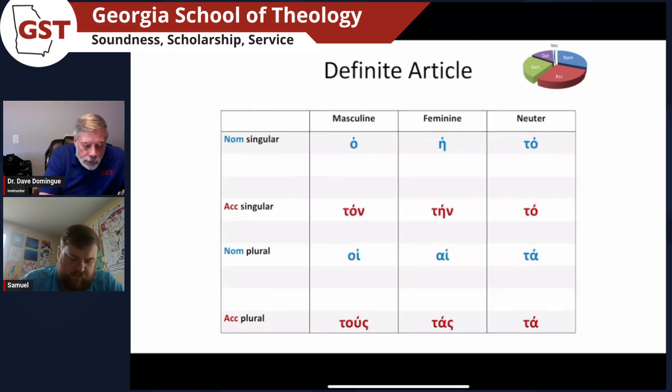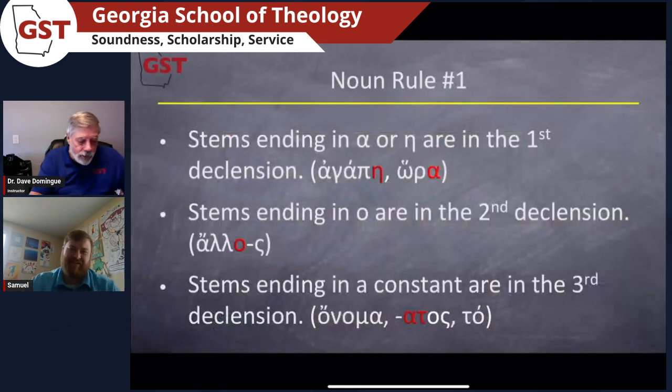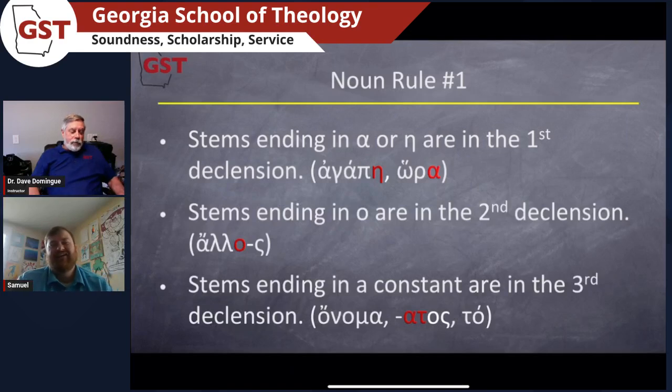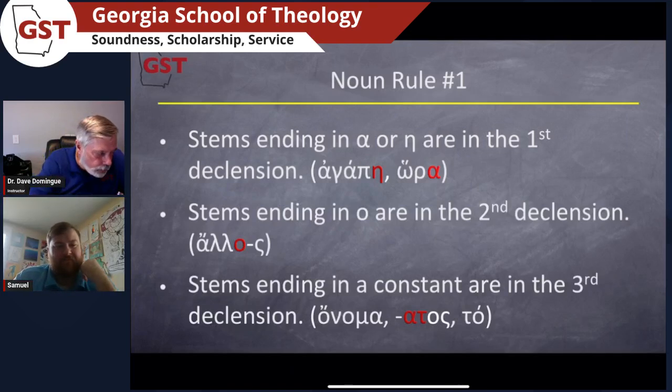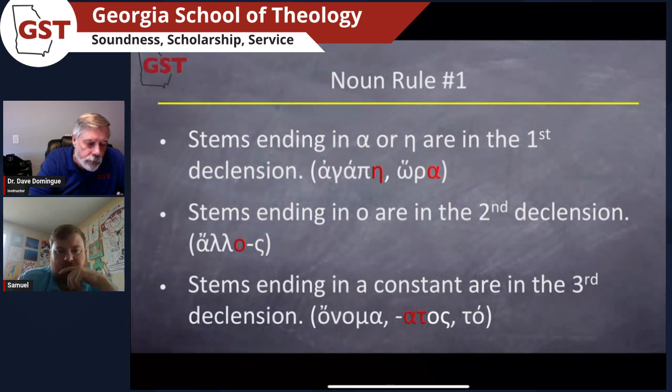So we already looked at that, so I'm going to move forward. The article we already looked at, you've got ha, he, ta, ton, ten, ta, hoi, hai, ta, and tous, tas, ta. Fun to say really fast, when you add the genitive and the dative to it. So you really feel like you're speaking another language. Yeah, it is another language. It is fun to sing that song, and it really helps you learn it. Learning the article will help you learn the paradigms, the case endings for the nouns as well.